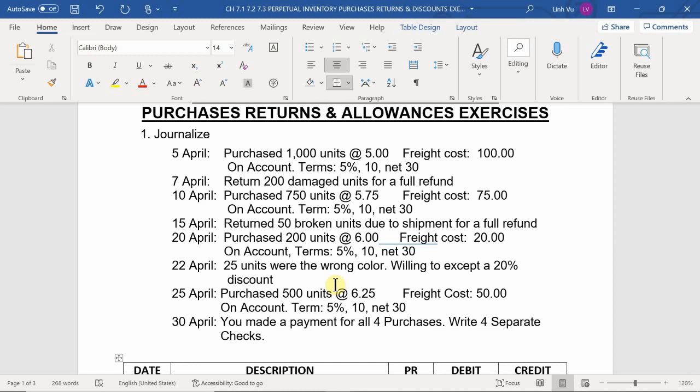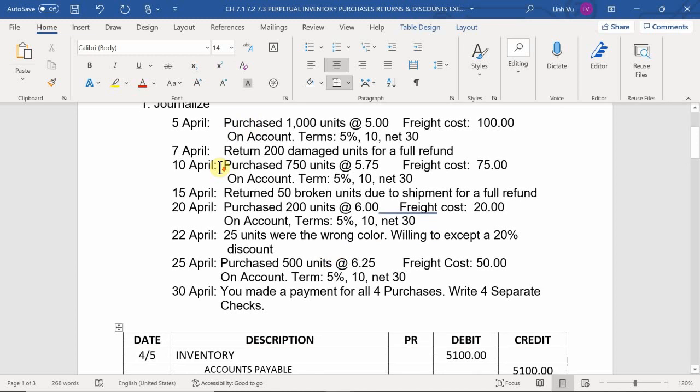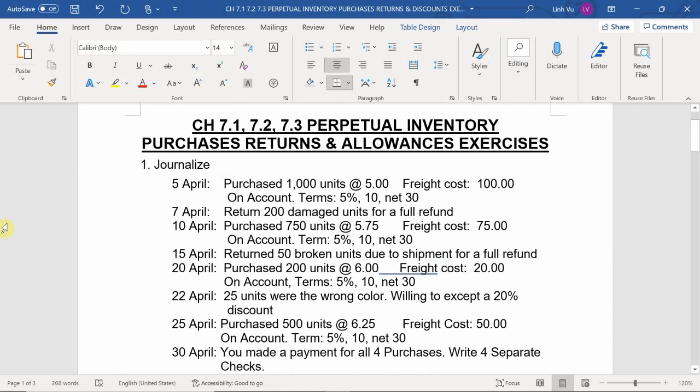In this case, we need to make sure we know how much we owe. Did I meet my terms? Yes, you did, because this time I purchased on April 20th, so by April 30th, I should receive a 5% discount. So let's take a look at what amount we owe right now. Just keep in mind that when we purchased the 200 units, the freight cost me $20.